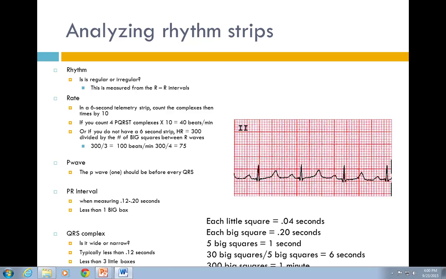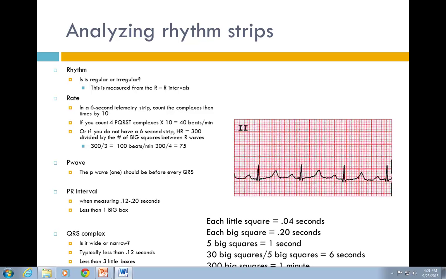So, first evaluate whether the rhythm is regular or irregular based on the measurement between the R to Rs. Again, if you look at my mouse, there's one R to one R, and they should march out. So this distance between this R and this R should be the same as the distance between this R and subsequent ones. I could take a piece of paper, and if I had this strip, tick mark where each one of those R waves are and see if they measure out pretty consistently. If they do, then I would say that rhythm is regular.